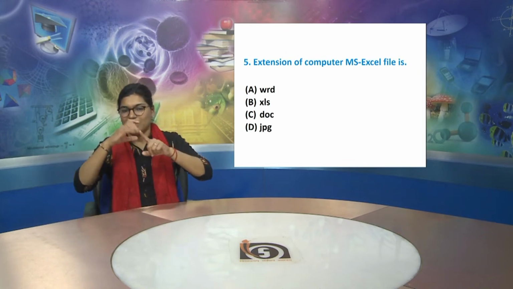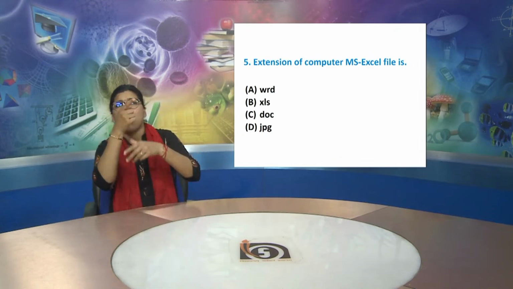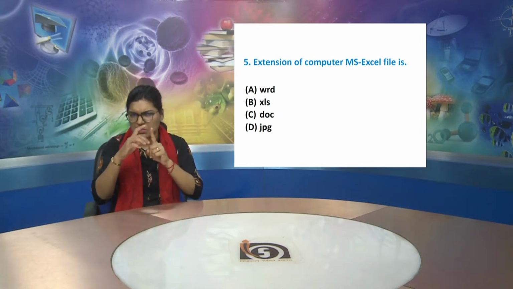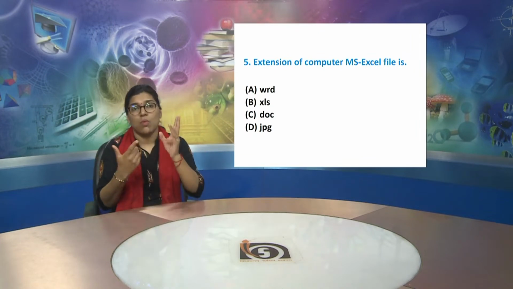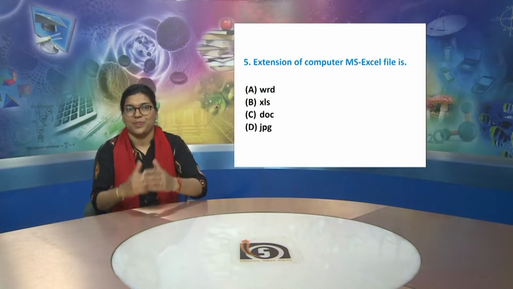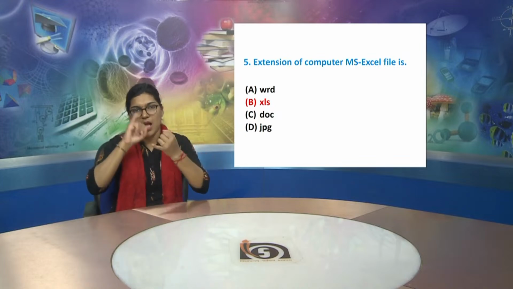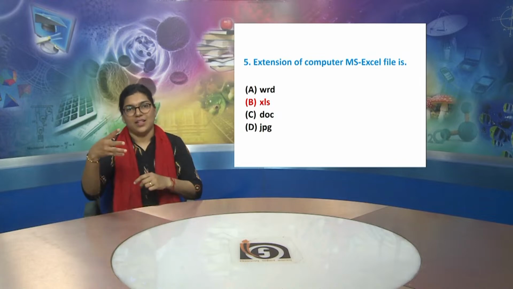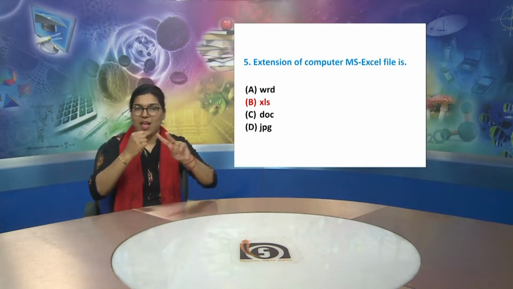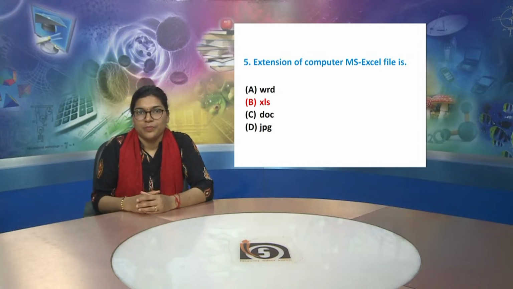Question 5. Extension of a computer MS Excel file is. There are 4 options available. Option A, WRD. Option B, XLS. Option C, DOC. And option D is JPG. So the correct option is B, which is XLS. Because here we are talking about the MS Excel file, that is why the extension would be XLS.